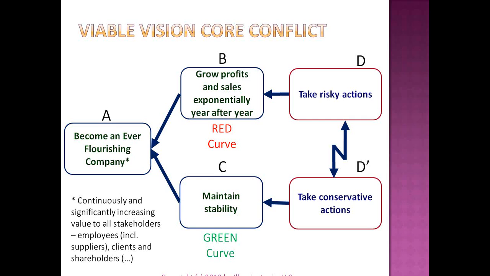And the stability is also important for their employees, to be loyal to your employees, support them, and provide a great environment for them. So in order to maintain stability, we need to take conservative actions. Don't take the big risks, like building a multi-million-dollar plant when you don't know you're going to have the capacity to sell all the products that would be produced from there. And so then D and D prime are the actions that are in conflict. You can't take risky actions and conservative actions at the same time. And then B and C are both the necessary conditions or requirements for becoming an ever-flourishing company.